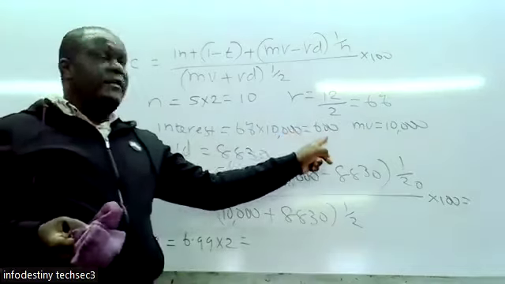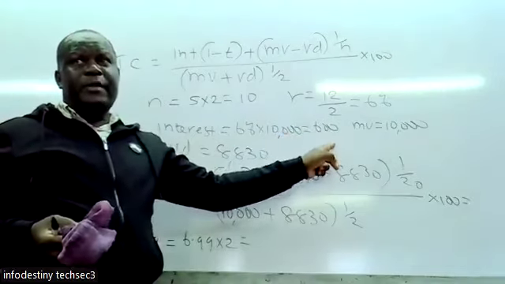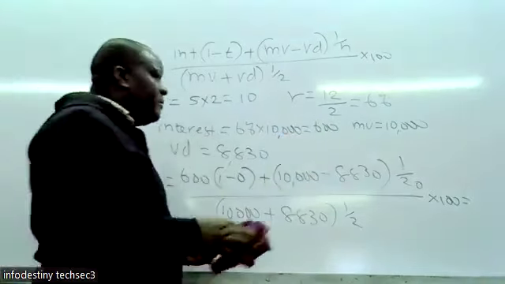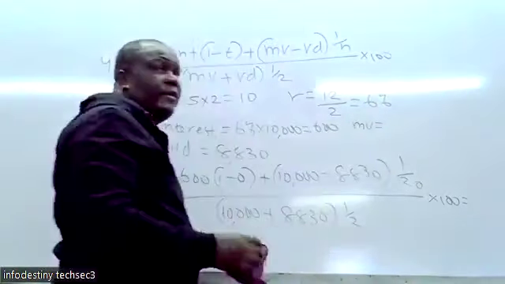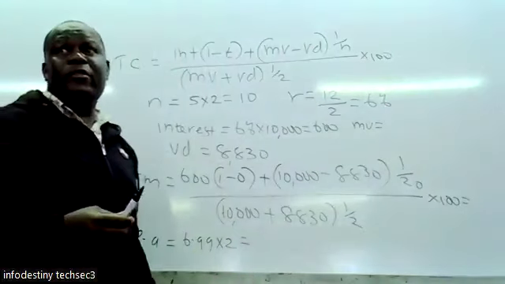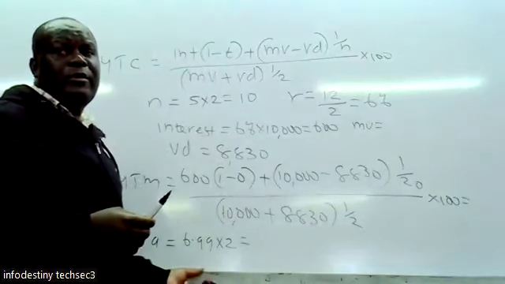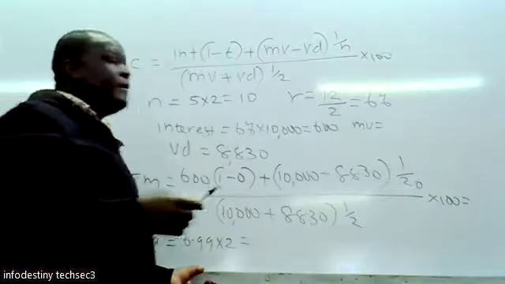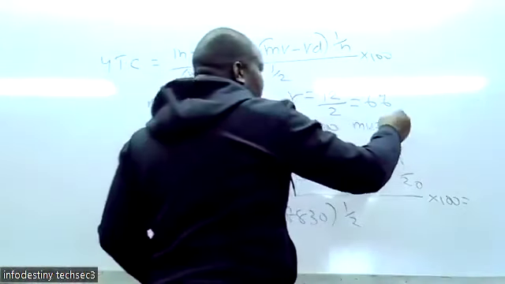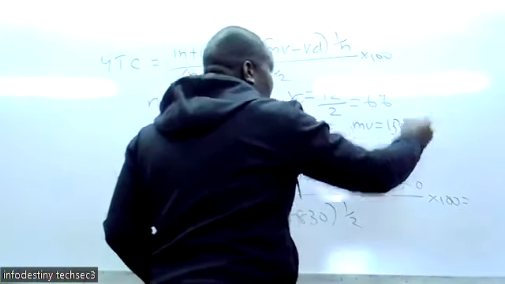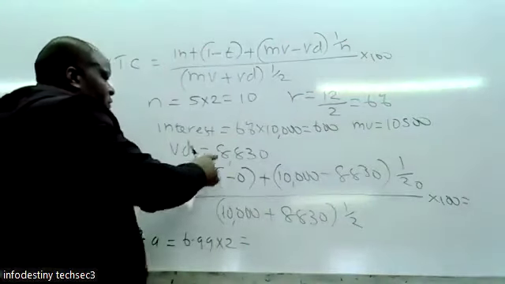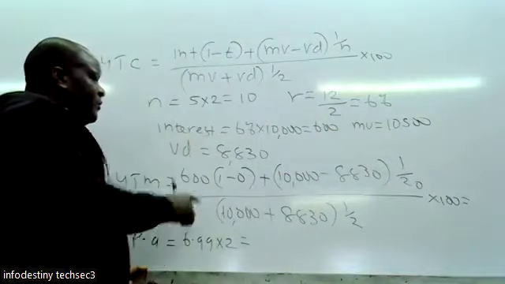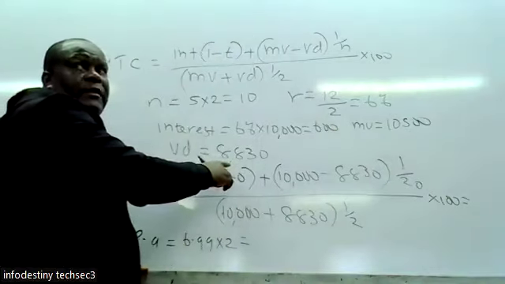Interest is not affected because it is calculated on what? Par value. So this maturity value is the callable value. So it was callable at how much? 10,500. So current value is not affected.